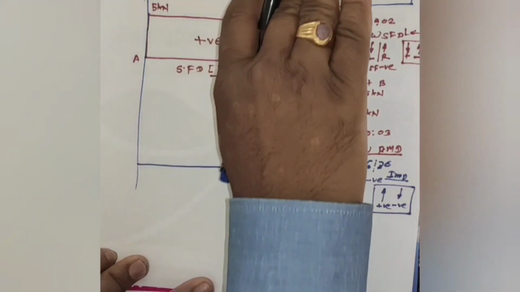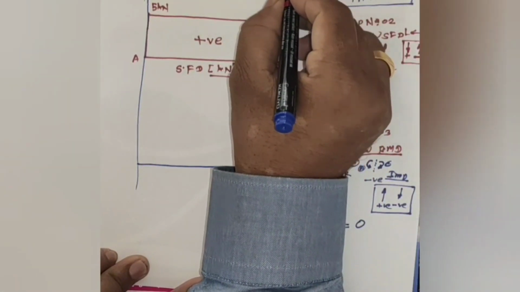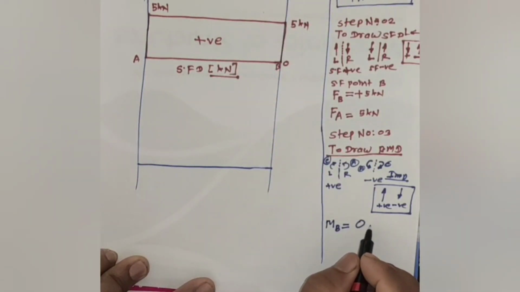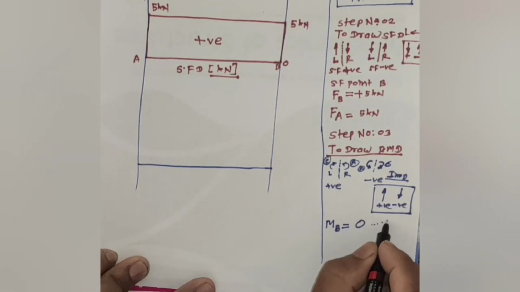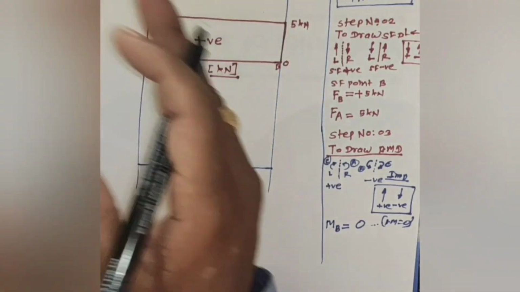At point B, the bending moment about point B is equal to 0. Why 0? Because on the left side of B there is no span, or you can say that for a cantilever beam, at the free end, BM is 0. Okay, the next point is A.